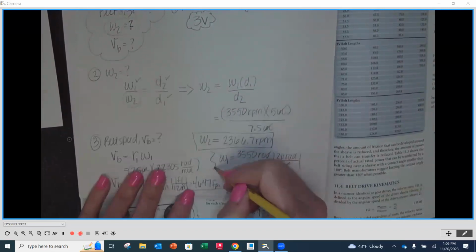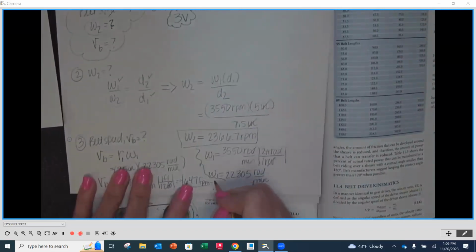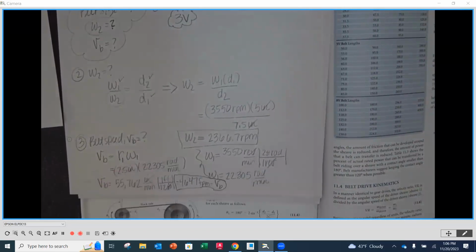Trying to sneak it in here. I didn't want to turn the page over. I maybe should have.